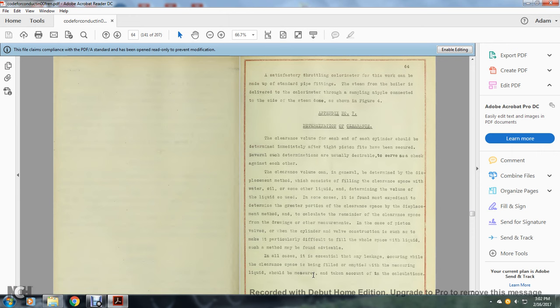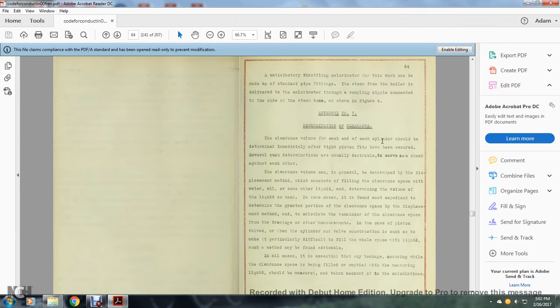A satisfactory throttling calorimeter for the work can be made up of standard pipe fittings. The steam from the boiler is delivered to the calorimeter through a sampling nipple connected at the side of the steam dome, as shown in Figure 4. Alright, Appendix number 7, determination of clearance.